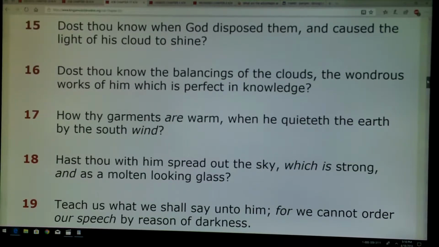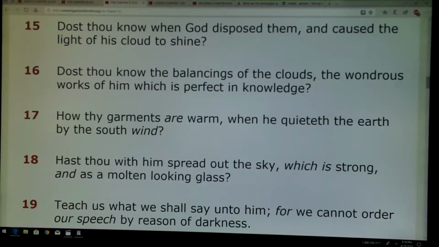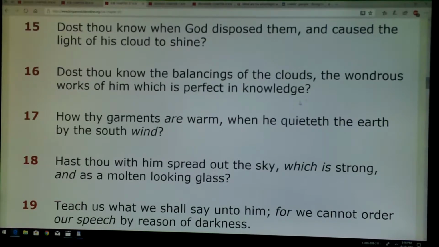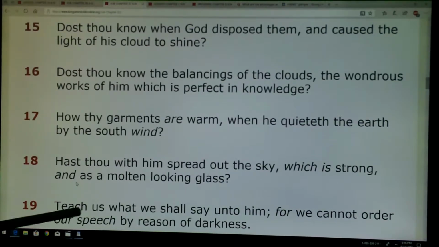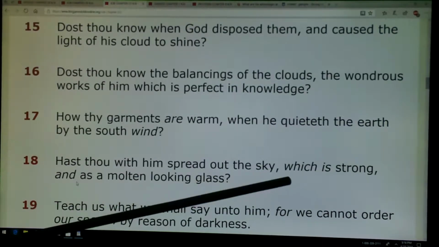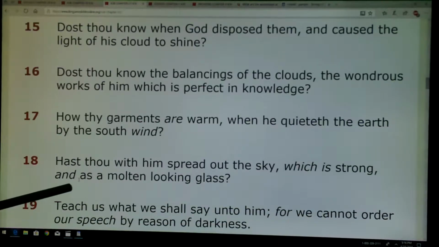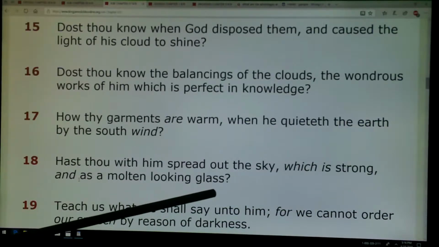It's just like when you're in a shower and you have all those walls around you and you can feel the voice bounce off that wall. Those sonic booms are bouncing off the firmament. And so is the air being held in by the firmament. And so is the water being held in by the firmament. And let's read about the firmament right here in verse number 18. It says, "Hast thou with him spread out the sky, which is strong, as a molten looking glass."